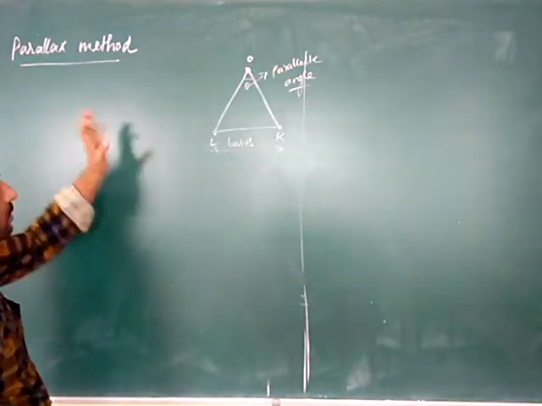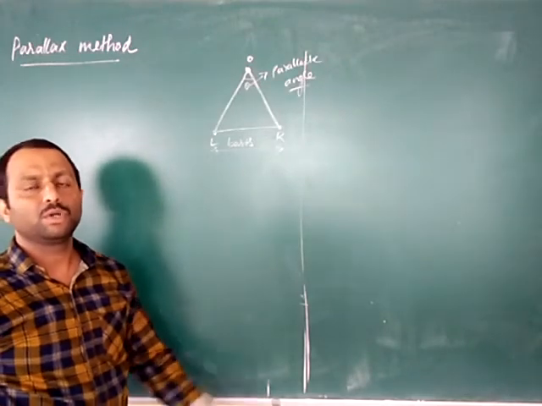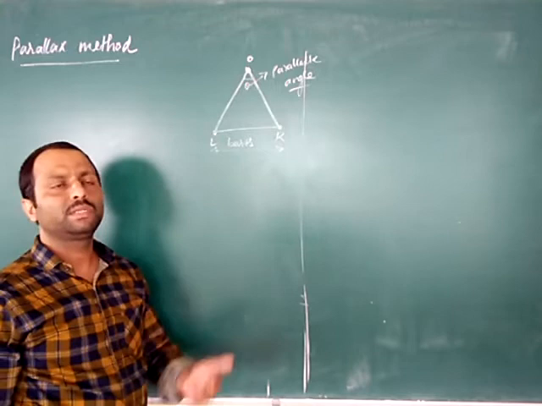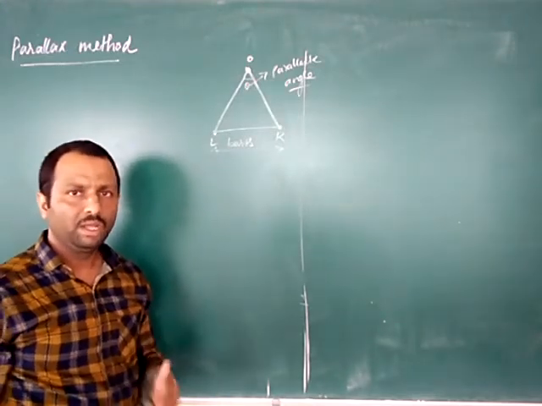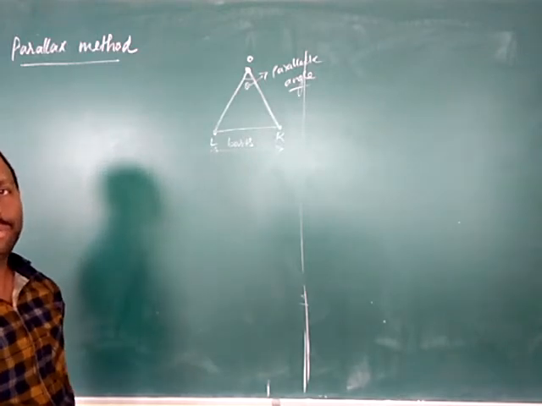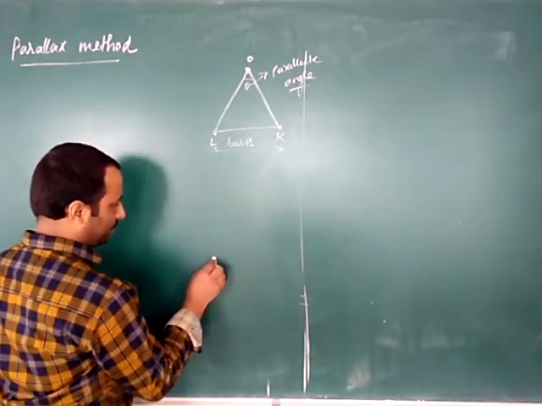So where is this method used? This method is used to calculate the distances of nearby stars from the earth, or the distance of a planet from the earth. So let us see how this method is employed to calculate the distances of nearby stars or planets.